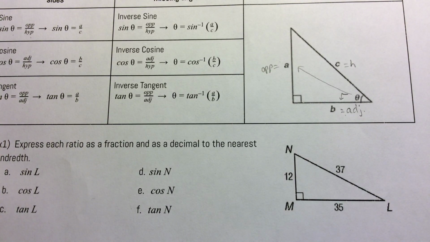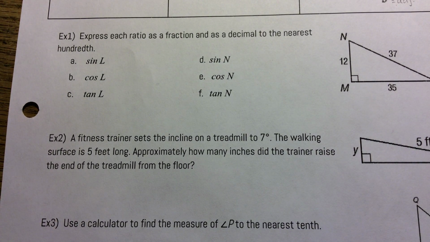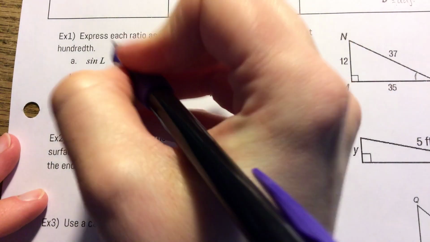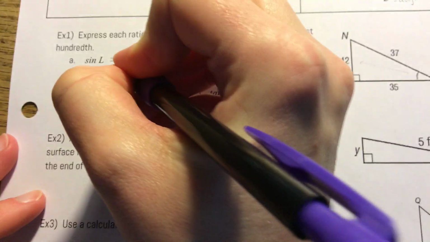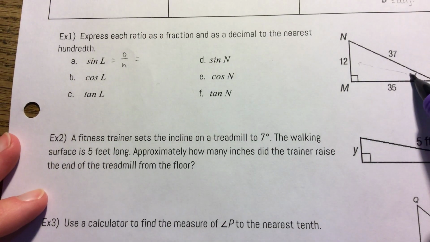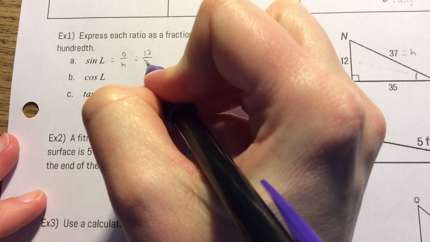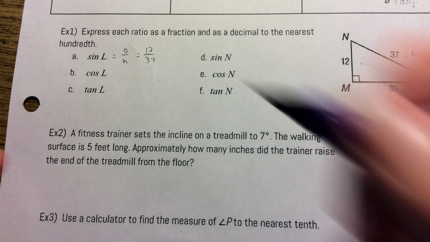So on here, express each ratio as a fraction, as a decimal, and as a decimal to the nearest hundredth. So sine of L. First we're looking from angle L. So opposite of L, because this is opposite over hypotenuse. This would be the hypotenuse, and this would be the one that's opposite. So I would say 12 over 37. And to the nearest hundredth, 12 divided by 37 is 0.32.